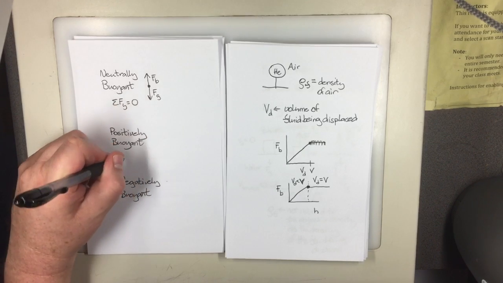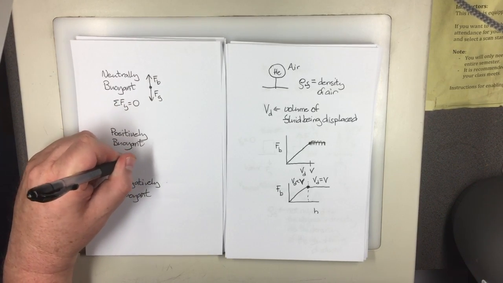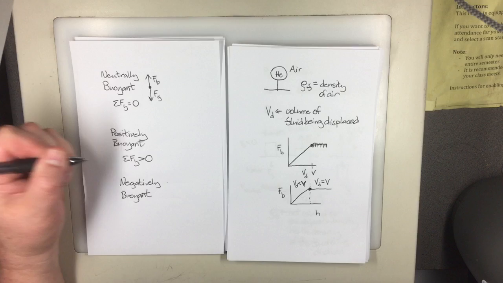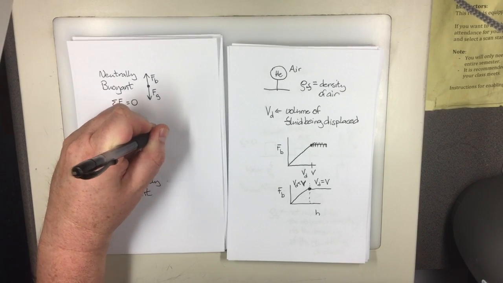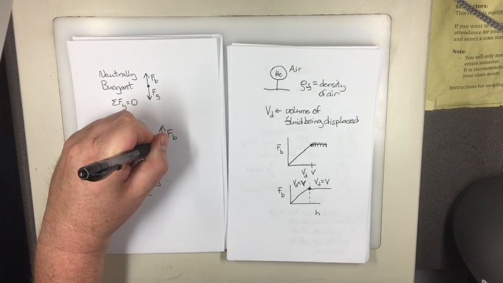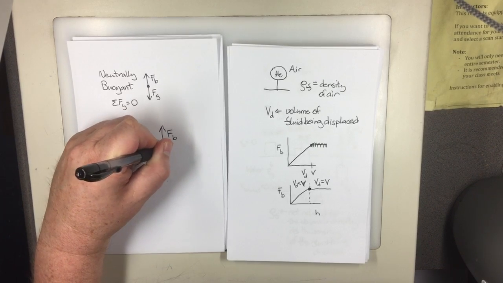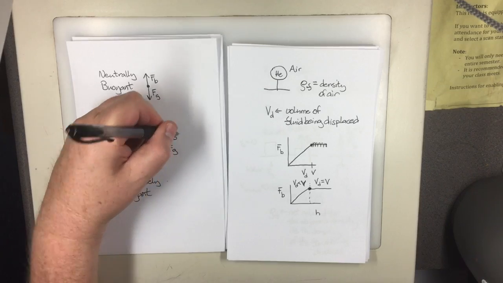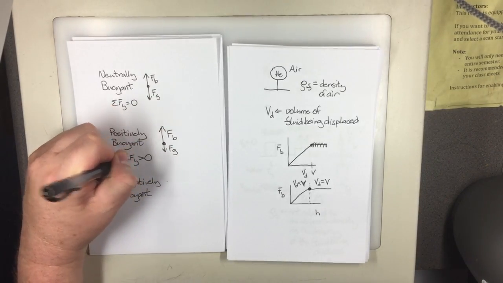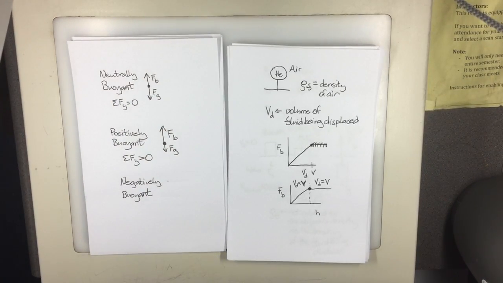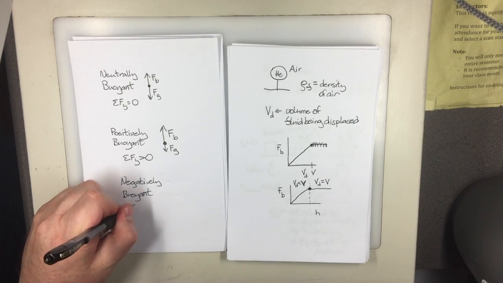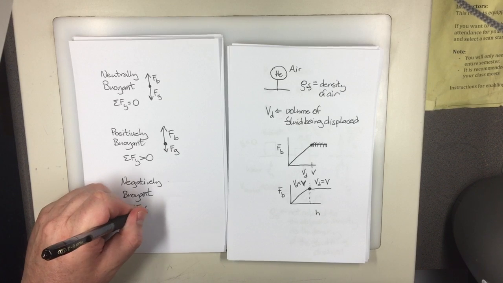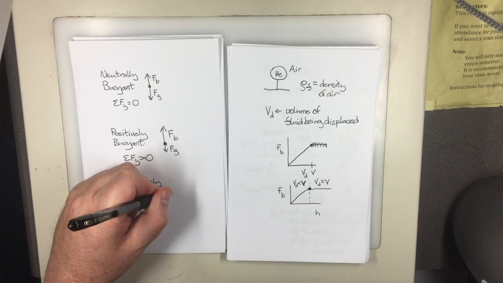Positively buoyant, the sum of the forces vertically are greater than 0. So you would have a buoyant force and a small force of gravity, so there is a net force up. And then the idea of negatively buoyant, the sum of the forces in y are less than 0.